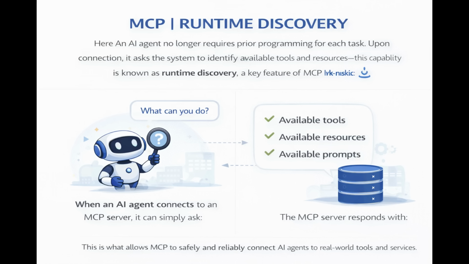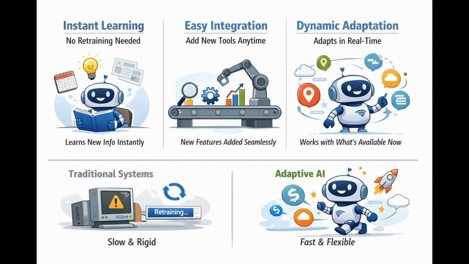Okay, when an AI agent connects to an MCP server, it can simply ask, "What can you do?" The MCP server responds with available tools, available resources, and available prompts, each one explained in human readable language. This means agents don't need to be retrained every time something new is added.